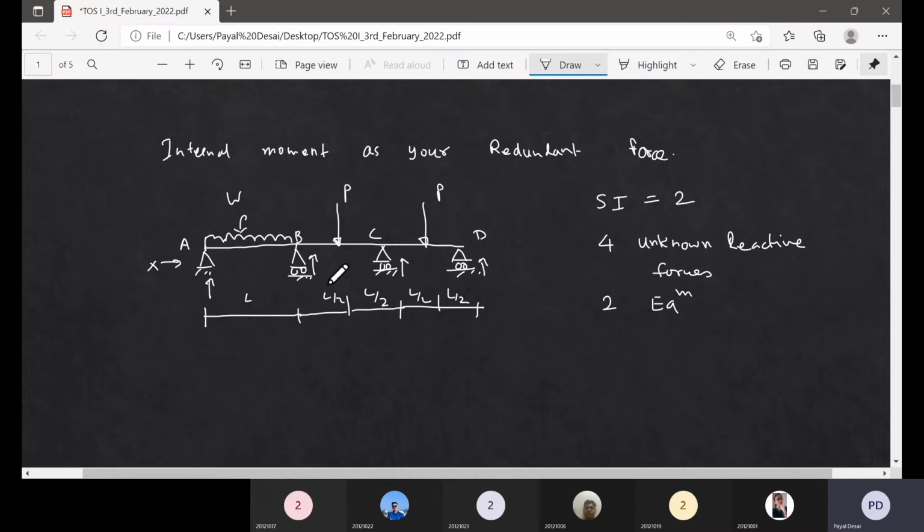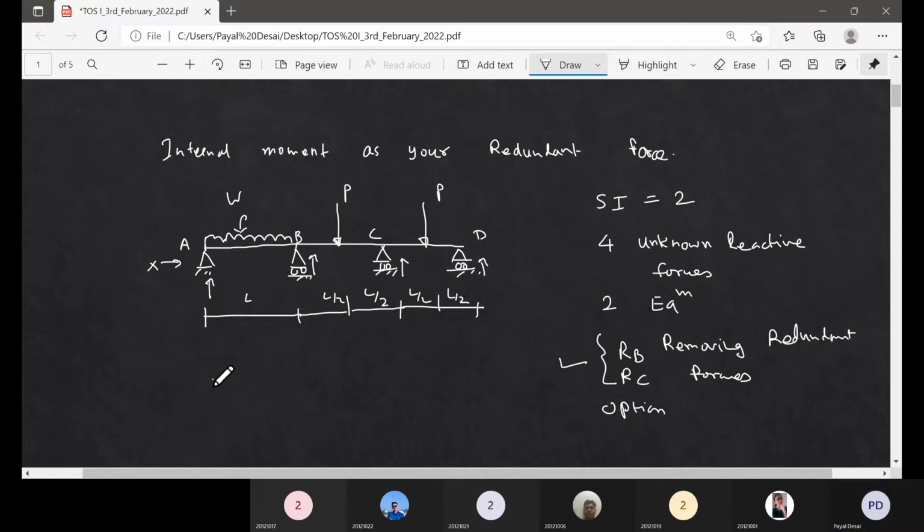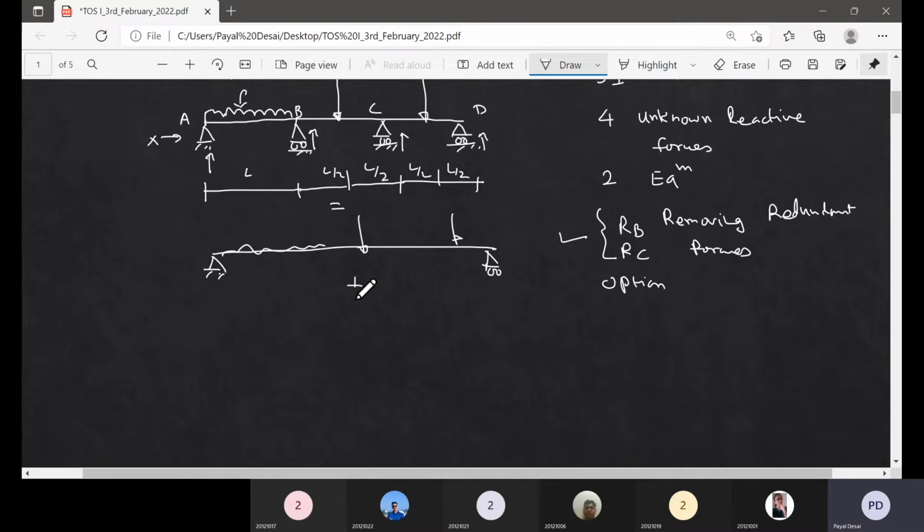The simplest choice here is I can always choose RB and RC as redundant forces. I always have this option. But I don't want to choose that, because I already know how to do it. If I choose RB and RC, you simply remove these supports, which makes the structure a simple beam with the loading. You make the structure statically determinate, and then you apply the redundant forces one by one as external load.